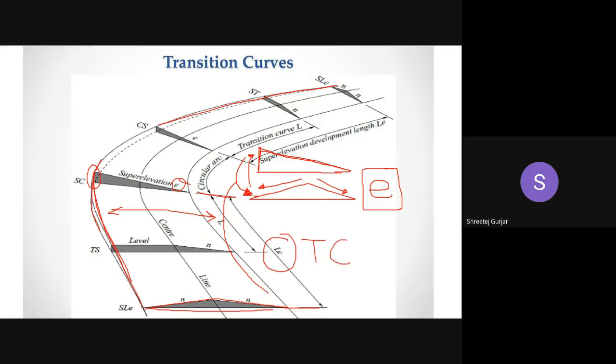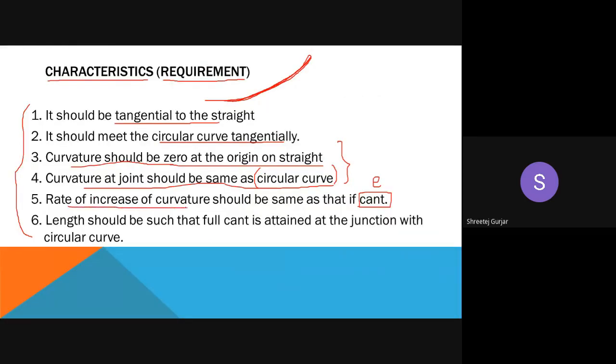You can see this is the rate of change of curvature. The rate of change of curvature is the change of direction, right? And this is the rate of increasing the outer edge of the road to meet super elevation E. From 0 to super elevation E, we have to raise it slowly at that particular rate, and this rate of change of curvature should be kept the same. That is what is mentioned in the fifth point: the rate of increase of curvature should be kept the same as that of cant.